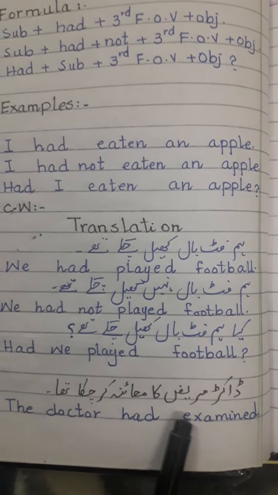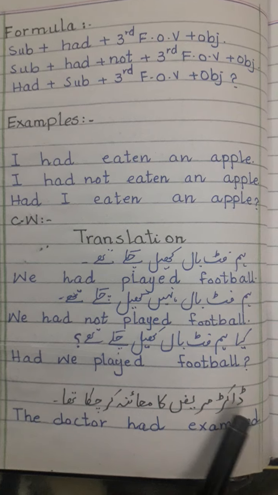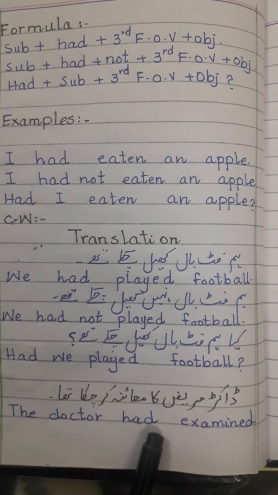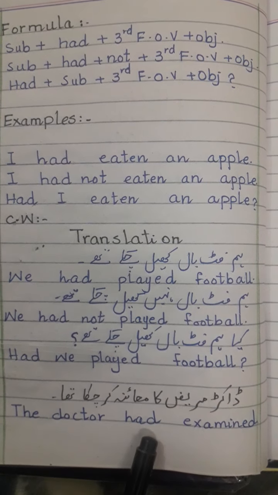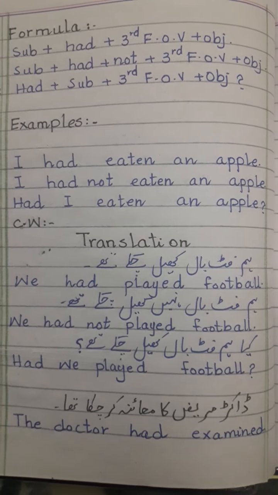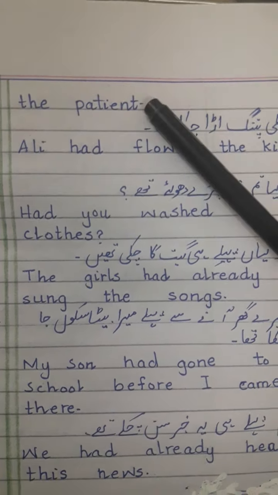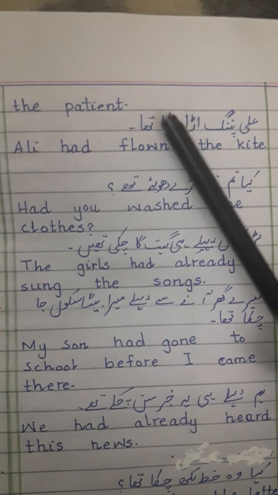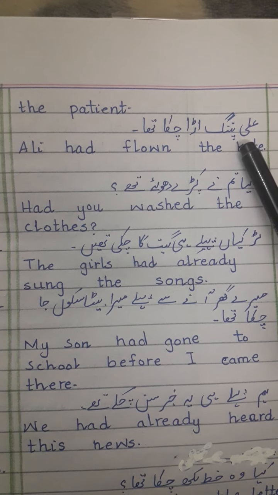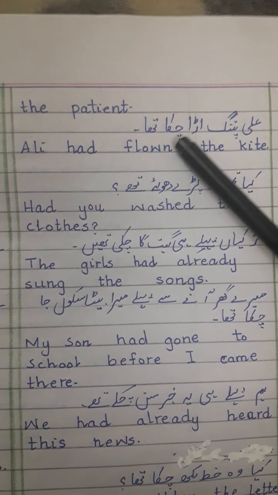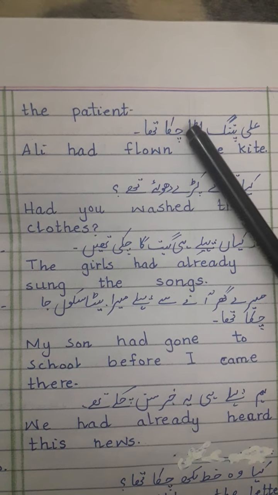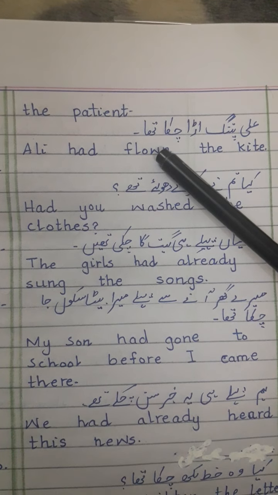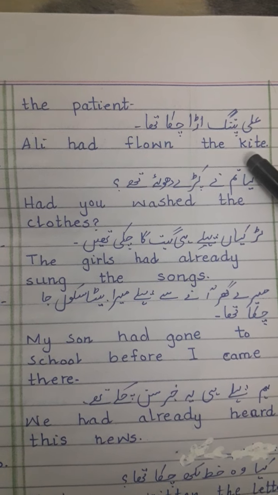Okay, the next one is डॉक्टर मरीज का मुआयना कर चुका था. What is the subject here? Doctor. The doctor, and then we will use the helping verb. The doctor had examined the patient. Next, अली पतंग उड़ा चुका था. Ali is the subject. Ali had, and उड़ाना, fly, flew, flown. We will use the third form. Ali had flown the kite, and in the end the object.